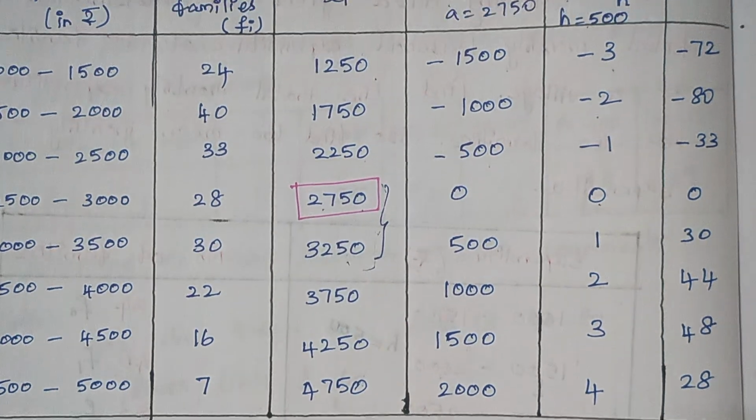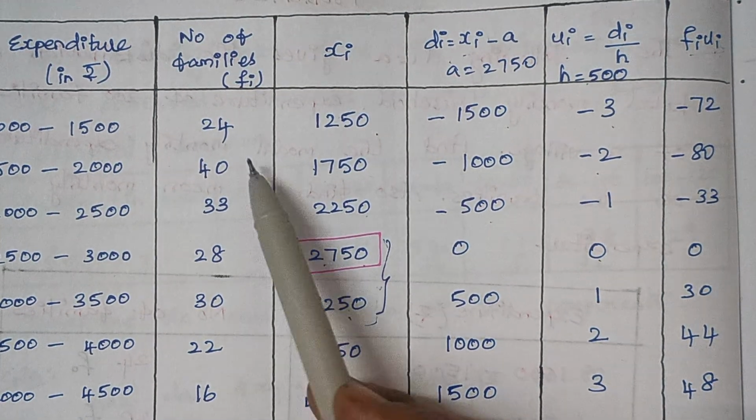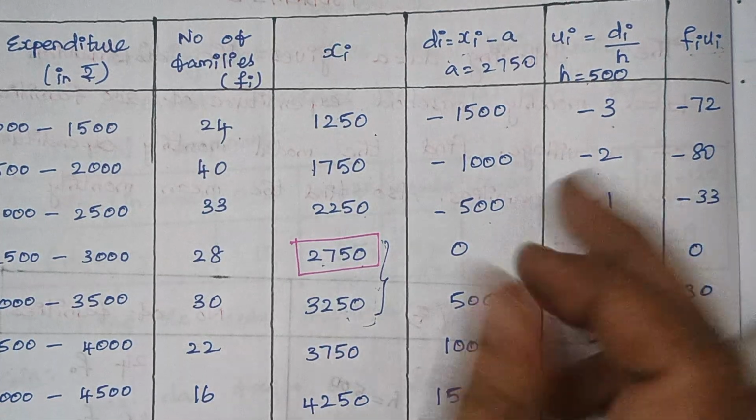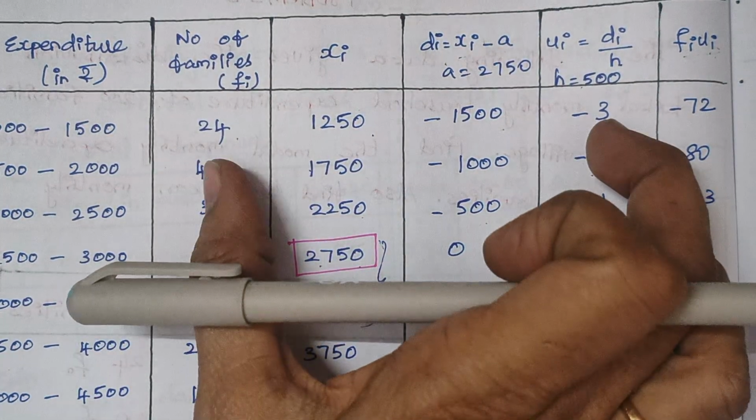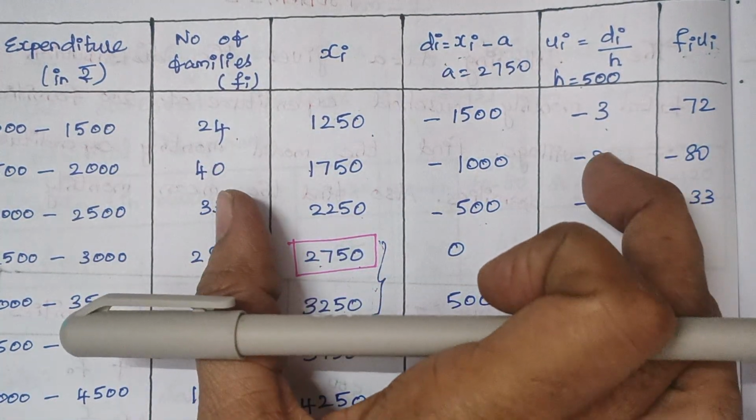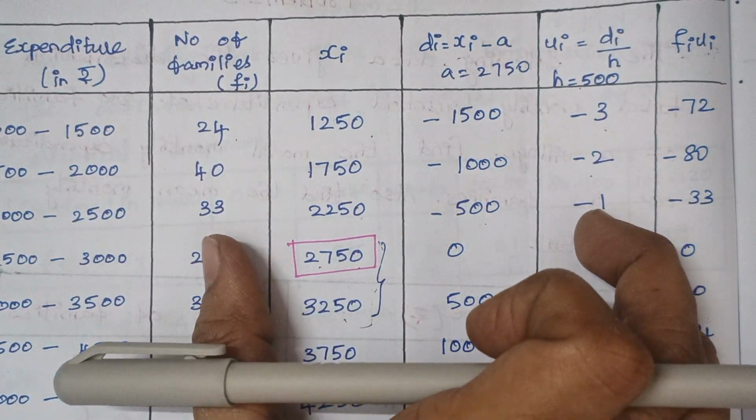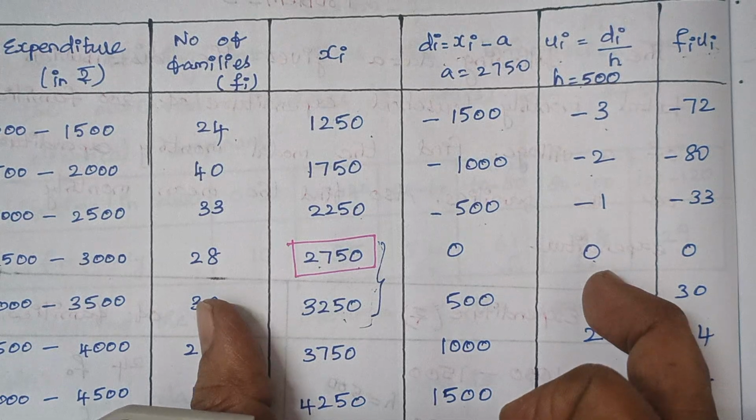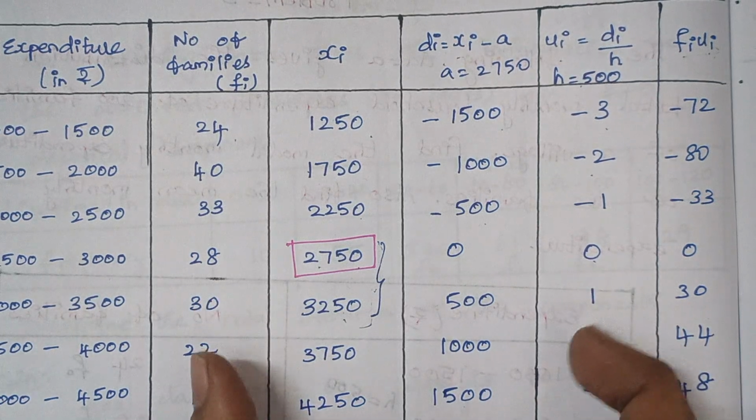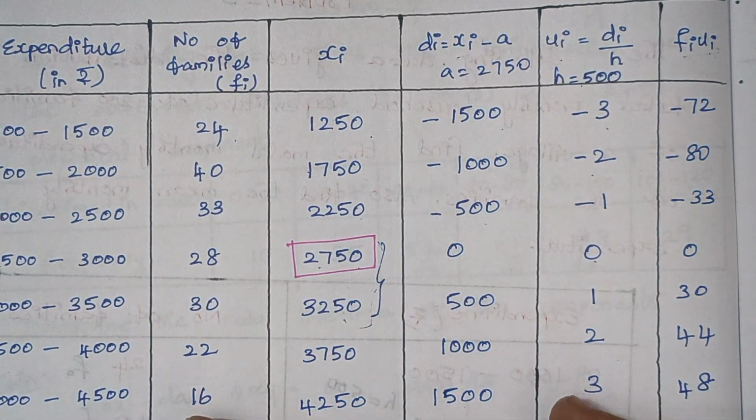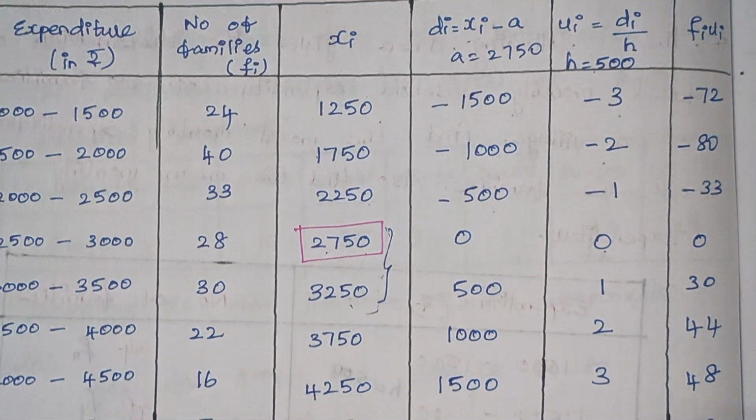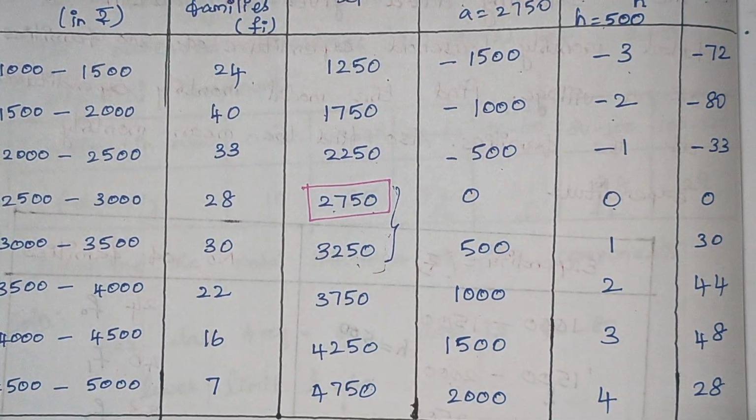And the next one is finding Fi Ui. So this is your Fi and this is your Ui. So just you have to multiply. 24 into minus 3 is minus 72. 40 into minus 2 is minus 80. 33 into minus 1 is minus 33. And 28 into 0 is 0. 30 into 1 is 30. 22 into 2 is 44. And 16 into 3 is 48. Similarly, 7 fours are 28.